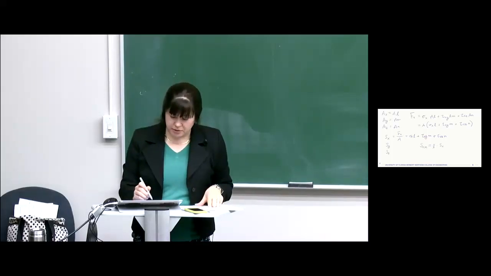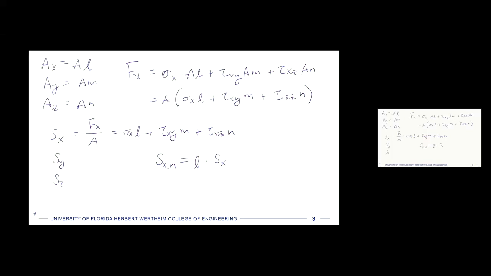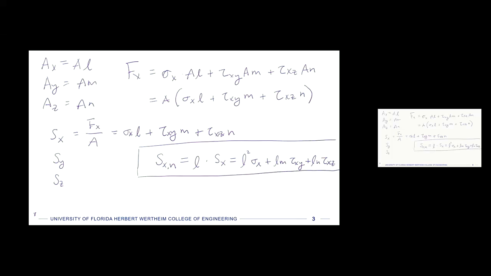all of these components that involve maybe some angle, but now we want the direction in a specific way, right? So we're going to take another projection, and so we're going to write that as, now it's going to be L squared sigma x plus Lm tau xy plus Ln tau xz. Okay. So I'm going to draw like a little box around that. Okay. So we have three terms, right?